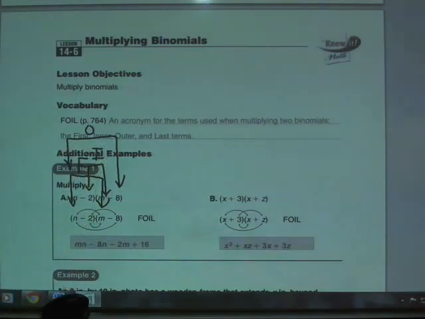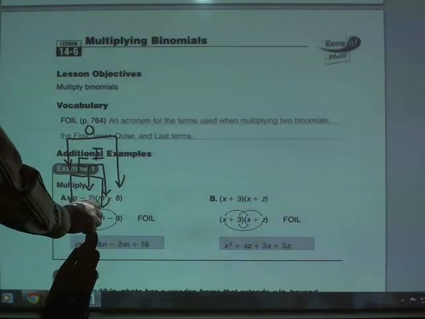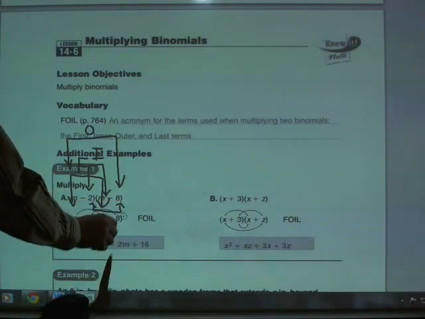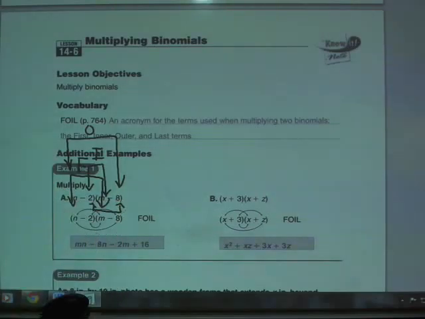And L stands for the last. That's the last term in each binomial. So that's my 2 and my 8, which are also going to have to get multiplied together. We'll drag that down into the answer. Now there are potentially some like terms that could be derived when you multiply all that stuff together. And then you would have to combine those like terms because those are all going to be connected, each term that you figured out, with addition or subtraction.